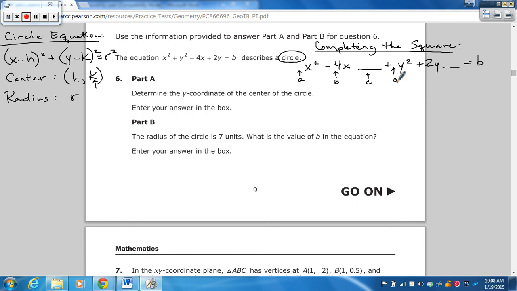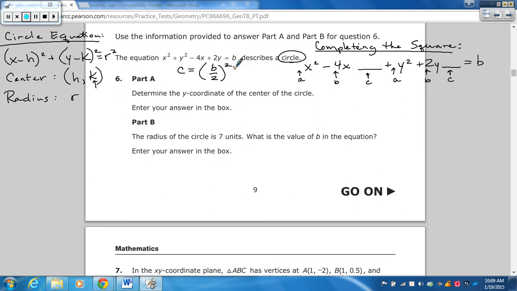Likewise, this will be a, this will be b, and this will be c. So in order to figure out the c, when you have to complete the square, you're going to take b over 2 and you're going to square it. That value will allow you to complete the square, which gives you a factorable trinomial.